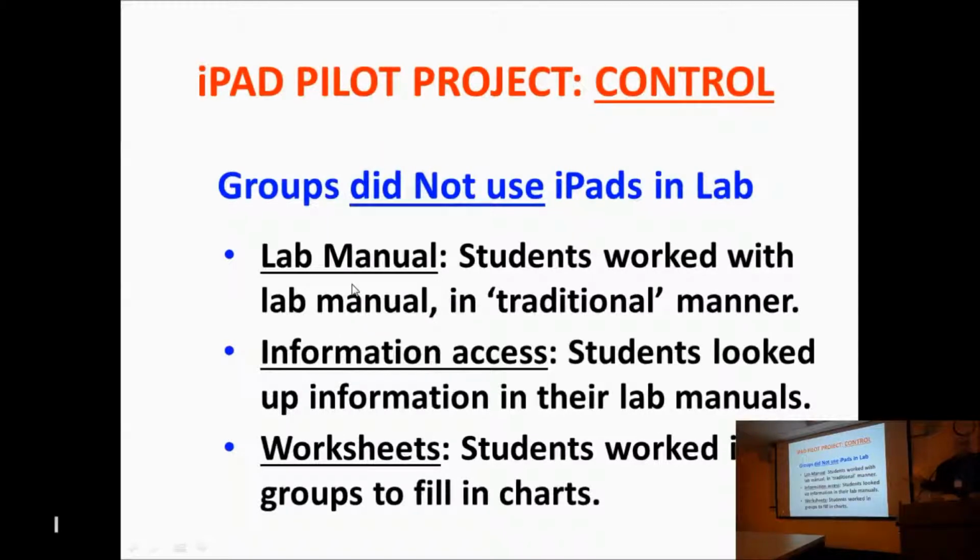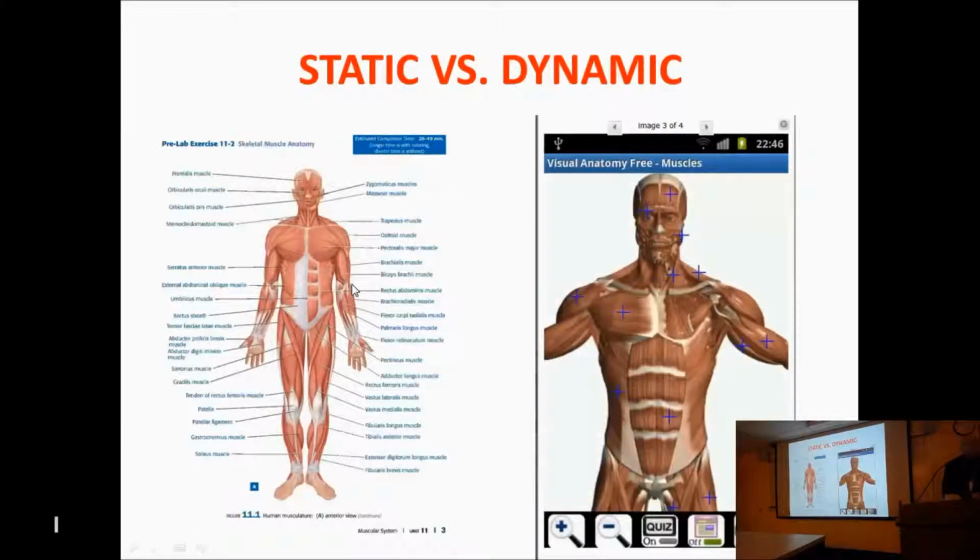And the control group did it the old-fashioned way. They used the lab manuals. They accessed information by turning pages in the lab manuals, but filled in the same worksheets. So this is a comparison. It in itself is a static picture, but it gives you the idea. So this is the old-fashioned lab manual way that everyone knows who went through a biology course. There's a diagram, there are labels.